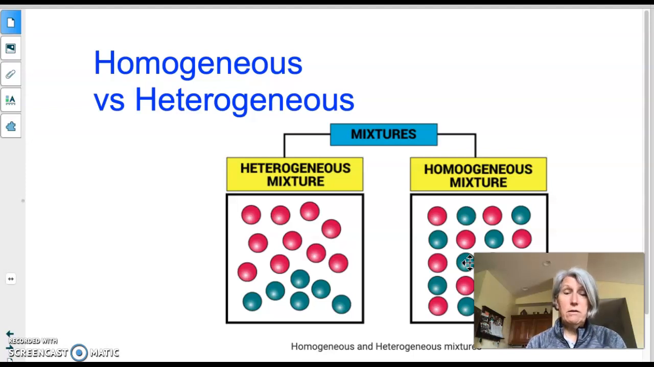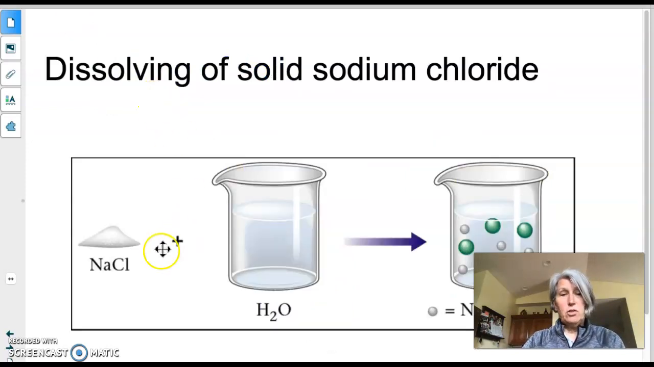You can consider something like oil and vinegar in your salad dressing to be a heterogeneous mixture, whereas a homogeneous mixture might be the Gatorade that you drink. So those are some examples of homogeneous and heterogeneous mixtures.